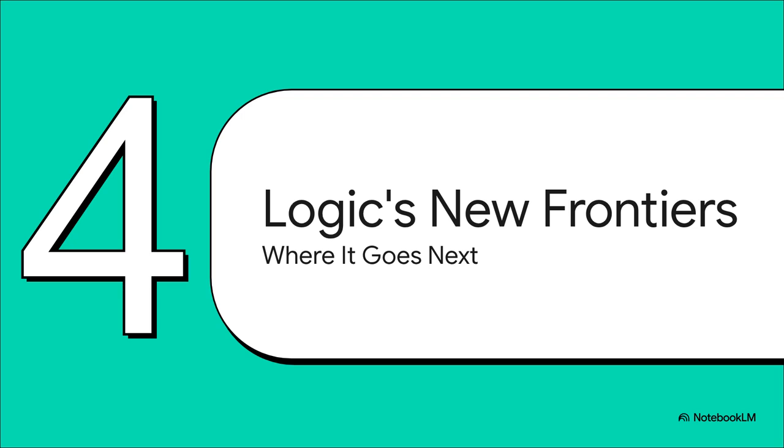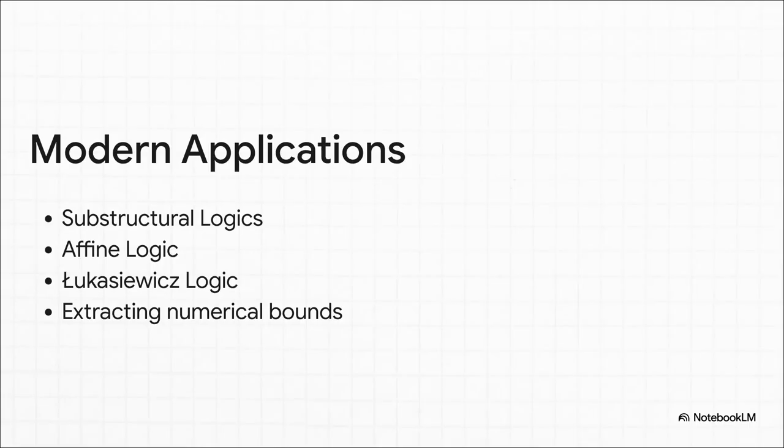Researchers today are pushing these exact same ideas into totally new territories. So now we're seeing these translation techniques being explored in all sorts of advanced systems. They're being used in things called substructural logics, which are super important for modeling resources in computer science, and in other more exotic systems like affine logic and Lukasiewicz logic. They can even be used to pull out specific numerical data from classical proofs in analysis. The applications just keep growing.